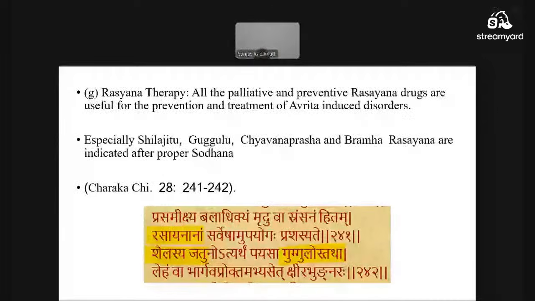Bhargava Prokta Rasayana is nothing but what some people call Amalaki Rasayana, which is Chyavanaprasha also. But you have to give the Bhargava Prokta Rasayana to the patient. But two important rasayanas for Avarana are Shilajatu with Atyartha Payasa and Guggulu, because both are Vata Kaphahara, Tridoshahara, Rasayana, Shrotoshodhana. That's why these two are told.